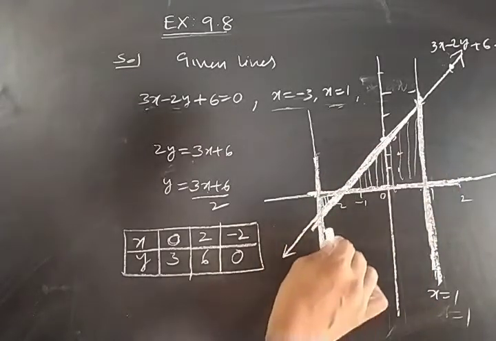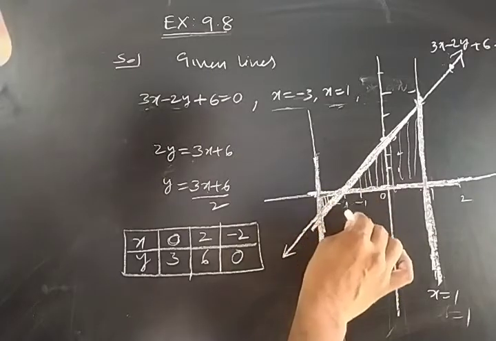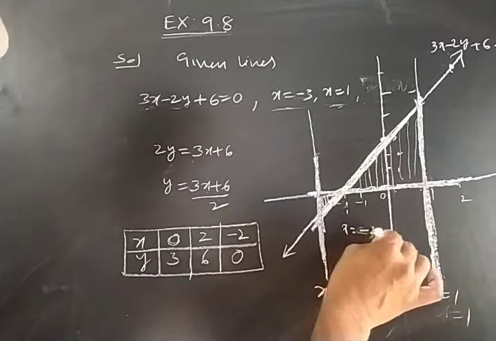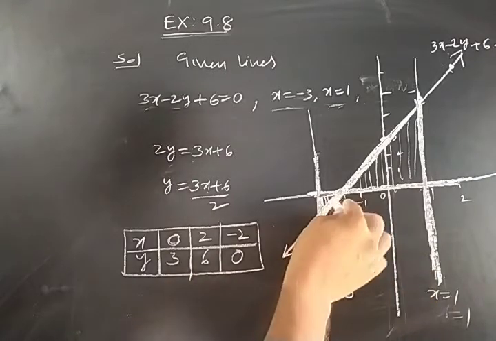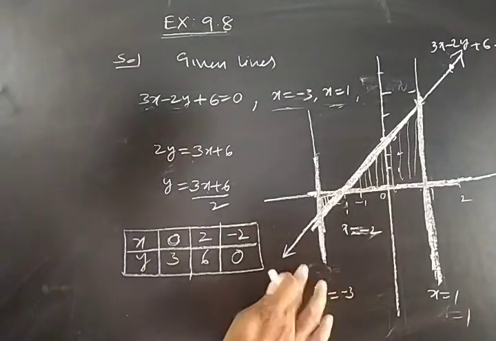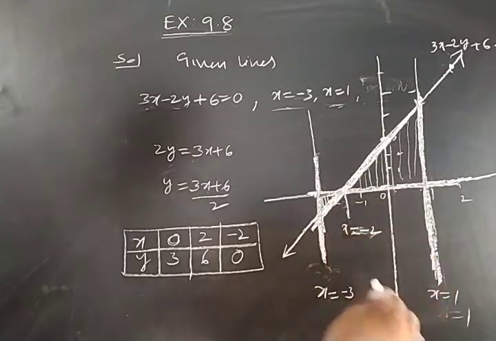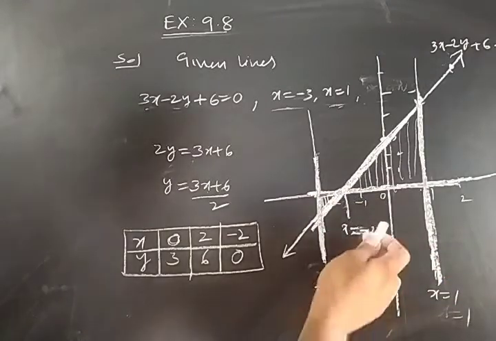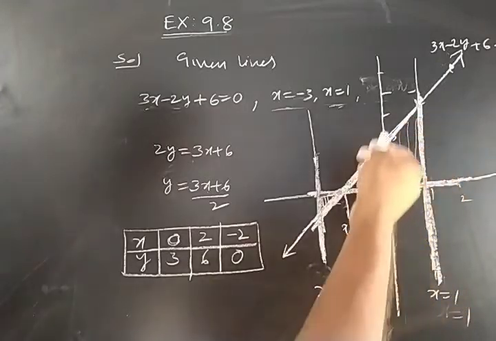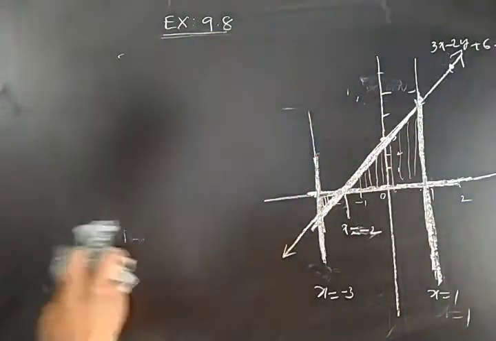So I am taking the limits here, x equal to minus 3 to here it will meet at x equal to minus 2. This is x equal to minus 2. So the limits in the integration for the first part are minus 3 to minus 2. Next here, minus 2 to x equal to 1. We have to take x equal to minus 2 to x equal to 1 as the limits to get the area of the second region. Right? Now I am going to solve this problem.